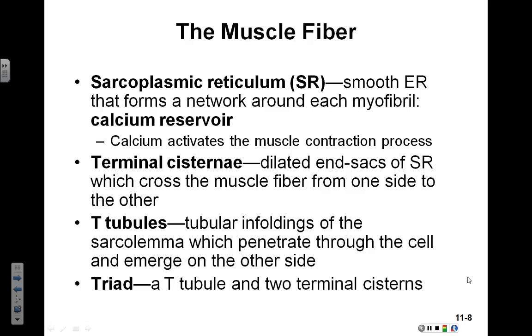Calcium activates the contraction process. Calcium is so important in activating muscle contraction because calcium is going to bind to that regulatory protein called troponin. Tropomyosin is covering those active sites. Once calcium binds to troponin, tropomyosin is going to expose those active sites in order for the myosin here to actually attach to it.